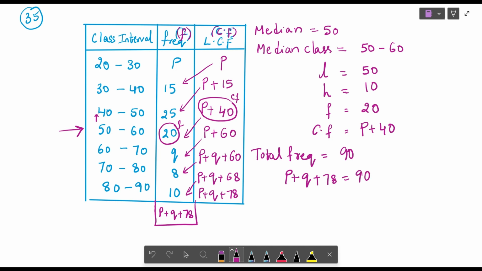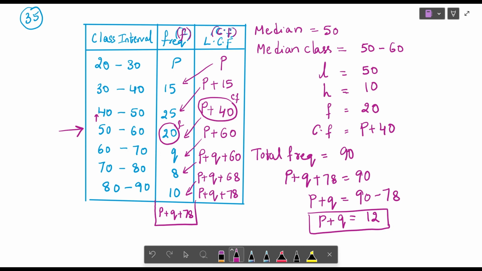Now solve for P plus Q, students. P plus Q will be equal to 90 minus 78. How much is 90 minus 78? 12. Okay, so we got P plus Q as 12. Keep it like this, students, it will be useful to find P and Q.